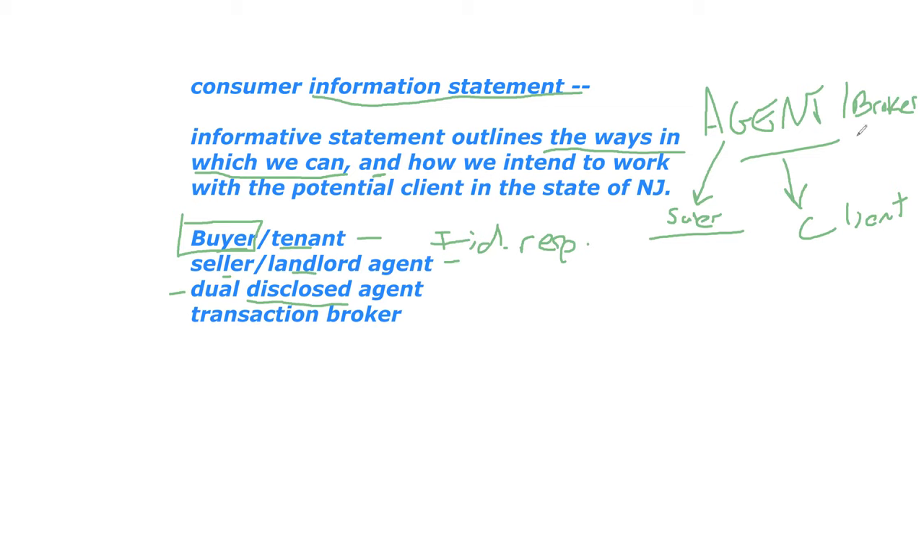Then me and Katie would both be dual disclosed agents. Why? Because the broker has the relationship with both the seller and the buyer. Does that make sense? Give me a thumbs up, guys, if that makes sense to you, or if you have any questions.